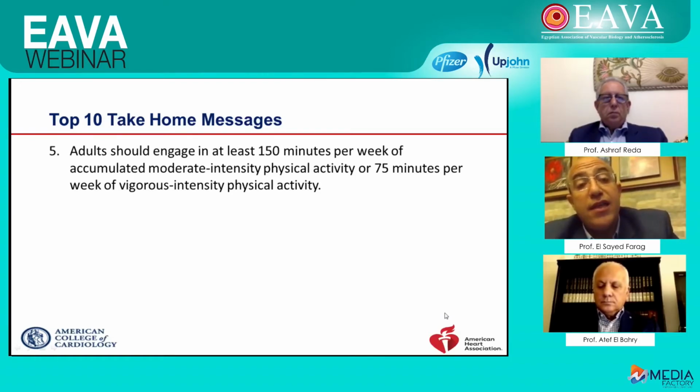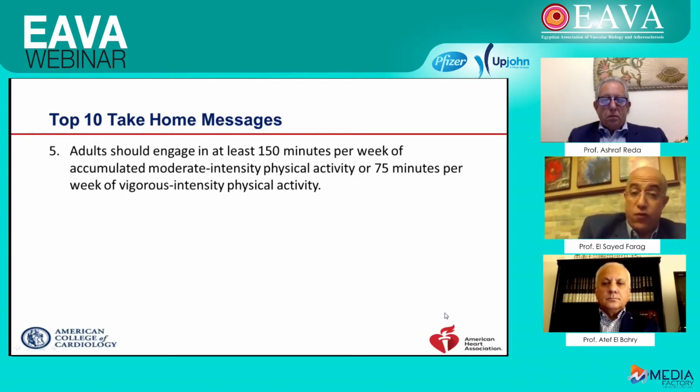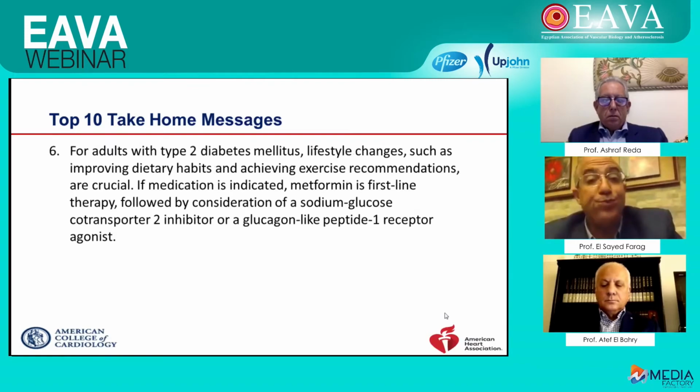Number five, adults should engage in at least 150 minutes per week of accumulated moderate intensity physical activity. And I'd like to highlight here, it might be 75 minutes per week if they are doing vigorous intensity physical activity like playing tennis. For those patients with diabetes, it goes without discussion the importance of lifestyle changes and exercise.